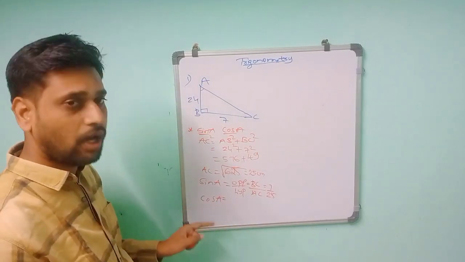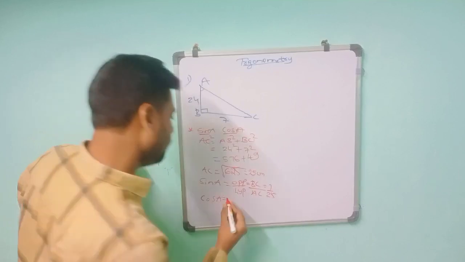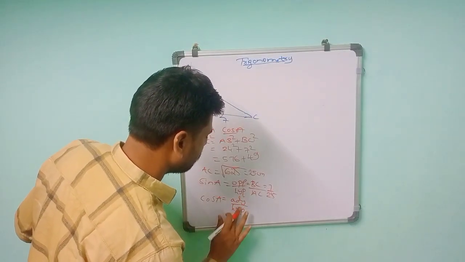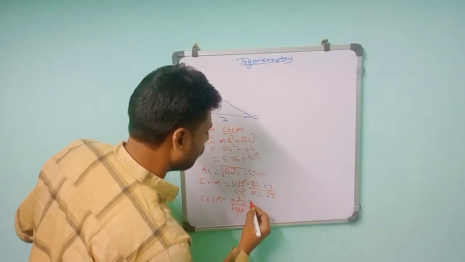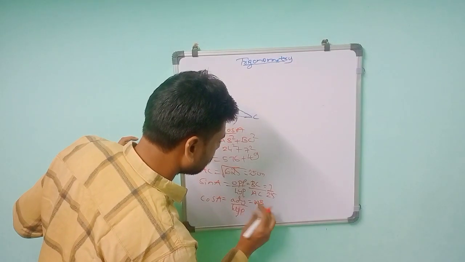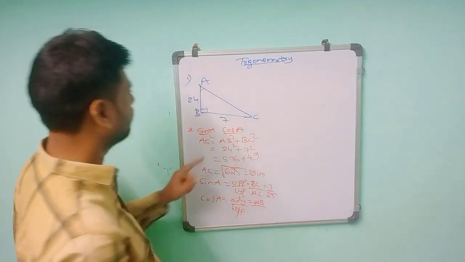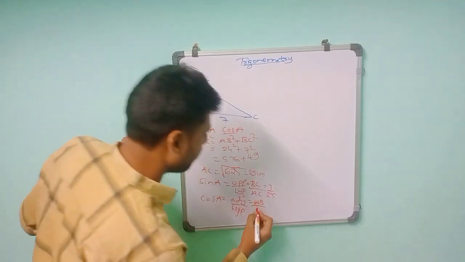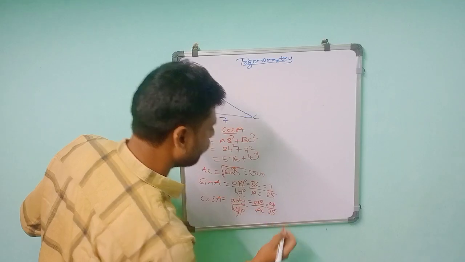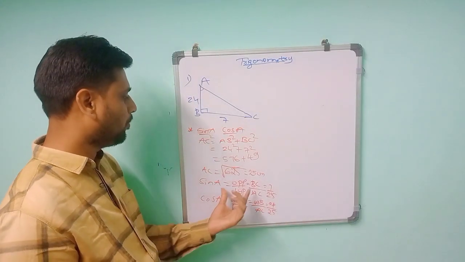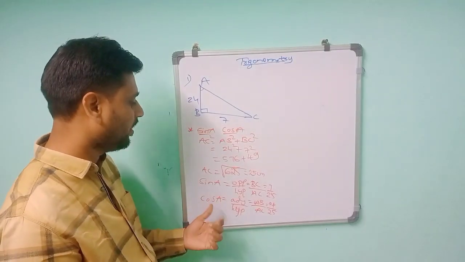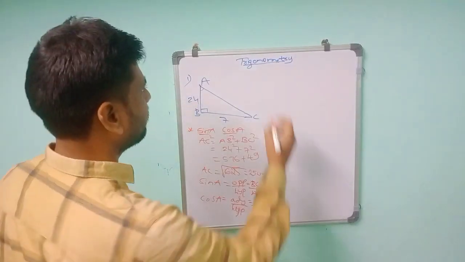Like that, cos A. For cos A, the formula I told you is adjacent by hypotenuse. Here adjacent is AB, divided by hypotenuse AC. AB is 24 and AC is 25, so 24 by 25. Like that, you have to remember these 3 formulas, sin A, cos A, tan A, and the reverse of those are cosec A, sec A and cot A.